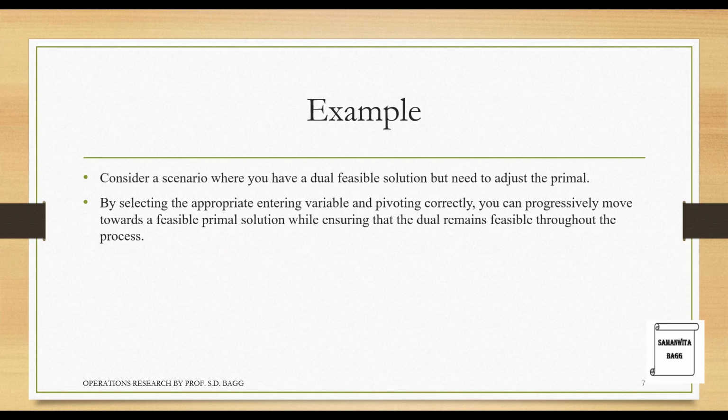Example, consider a scenario where you have a dual feasible solution but need to adjust the primal. By selecting the appropriate entering variable and pivoting correctly, you can progressively move towards a feasible primal solution while ensuring that the dual remains feasible throughout the process. So what you can do is decide on the appropriate entering variable and slowly move towards a feasible primal solution while ensuring that the dual also remains feasible throughout the process. Because if the dual becomes infeasible, then obviously there is no point in using the dual simplex method.